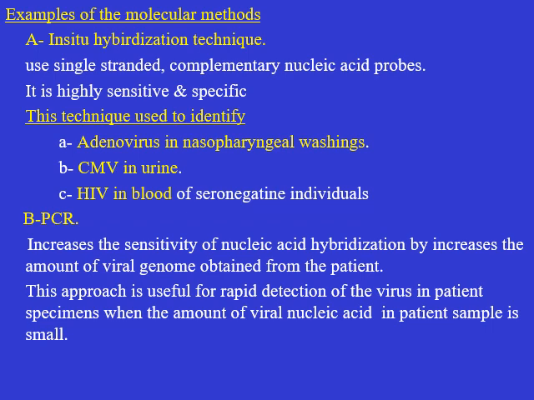B, another example of a molecular method, is the PCR. PCR increases the sensitivity of nucleic acid hybridization by increasing the amount of viral genome obtained from the patient. This approach is useful for rapid detection of the virus in patient specimens when the amount of viral nucleic acid in the patient sample is small.